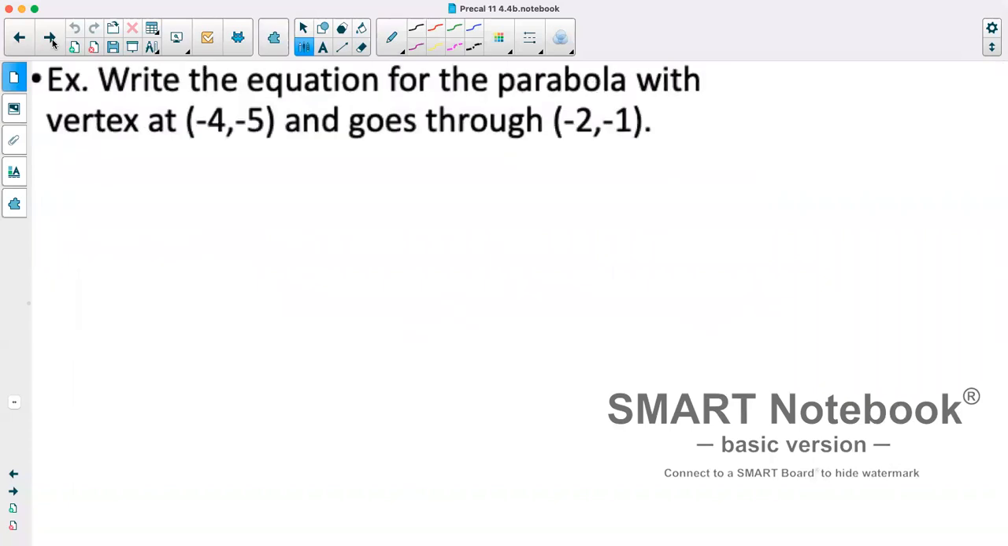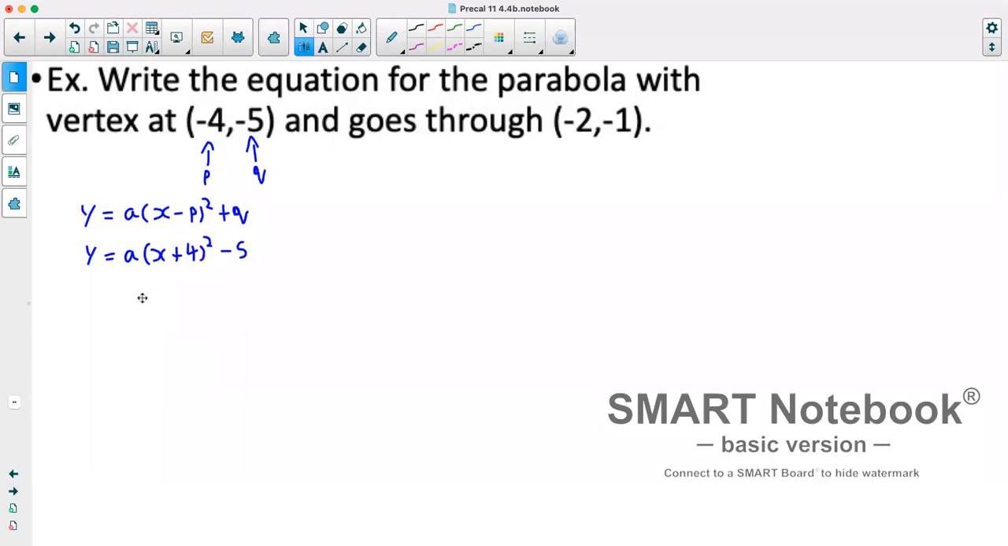So our first example: write the equation for the parabola with a vertex at (-4, -5) that goes through (-2, -1). Now this is our vertex, so we know that this is our p value, and this is our q value. So we have y is equal to a(x minus p) squared plus q. We'll fill in the information we have for p and q. So we have a(x minus a negative 4, so it becomes plus 4) squared minus 5.